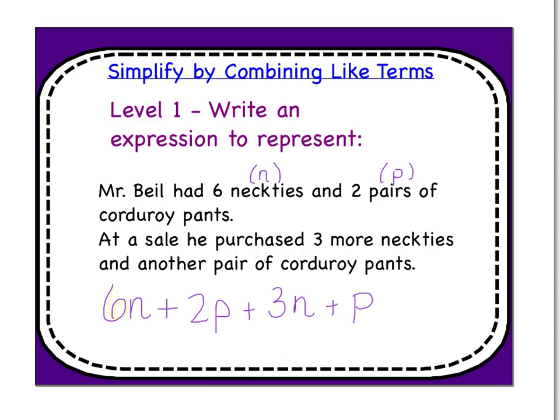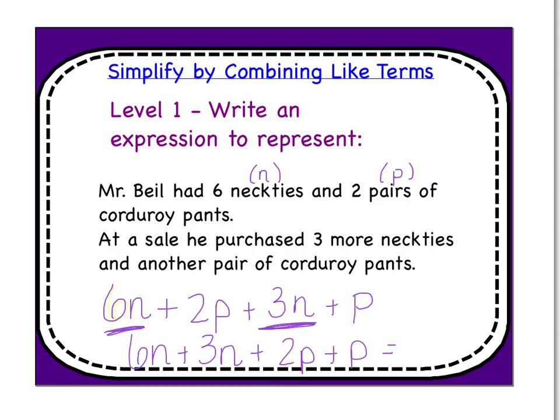So now when I'm looking at this, you have to stop and think, what 2 things, or what 3 things, or what 4 things can we add together? In this case, what are our like terms? Well, I've got N's over here, and I've also got N's over here. So I've got 6 N's plus 3 more N's, and then I've got 2 P's plus another P. So I could combine my like terms.